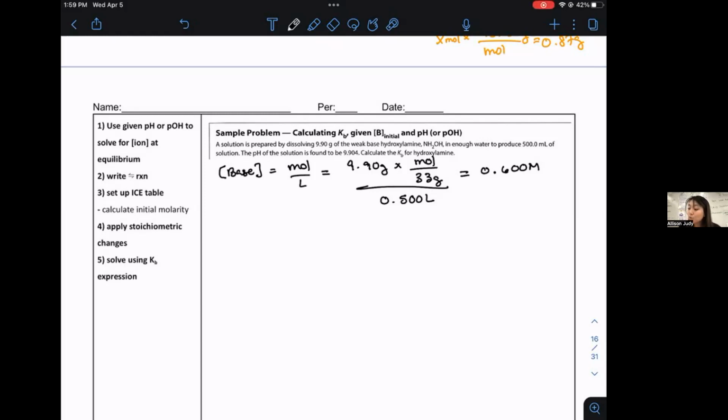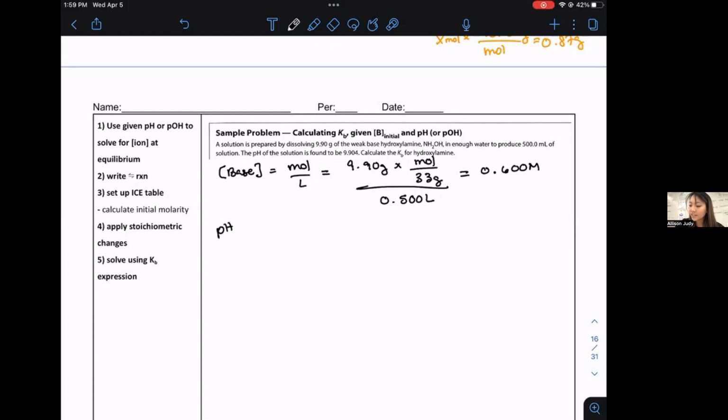Which is, by the way, math from unit 1, basically. Math from unit 1 and 2 is just asking you to recognize it in this context. You said 33 grams is the molar mass? 33 grams is the molar mass of hydroxylamine. So then what we do is we're also told the pH at equilibrium. It's found to be 9.904.